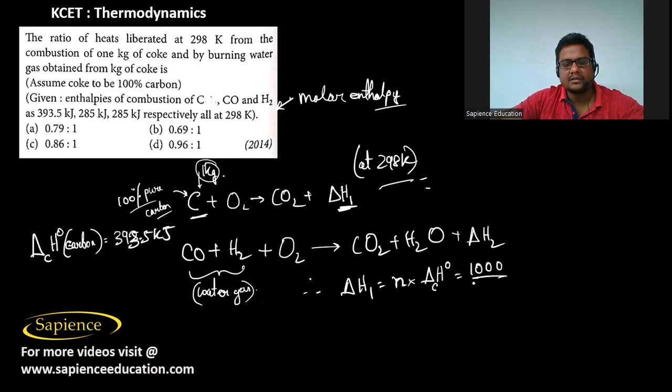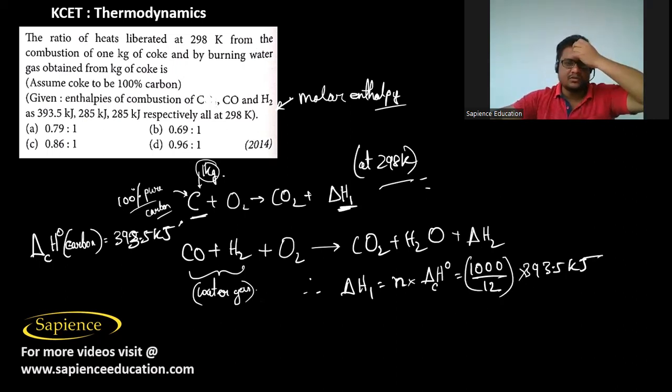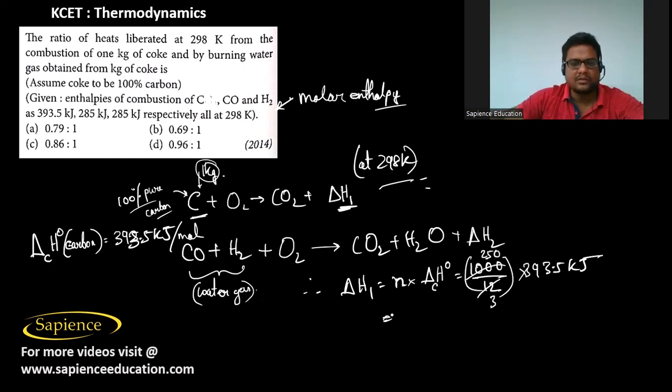So this will be equal to the number of moles, the given mass, that is 1000 gram, divided by molar mass, that is 12 gram, times the 393.5 kilojoule. So it is actually kilojoule per mole they should give, the molar enthalpy of combustion of carbon. So this will be equal to, 4 3s are 12, 4 25s are 100. So this is equal to 250 by 3 into 393.5 kilojoule.